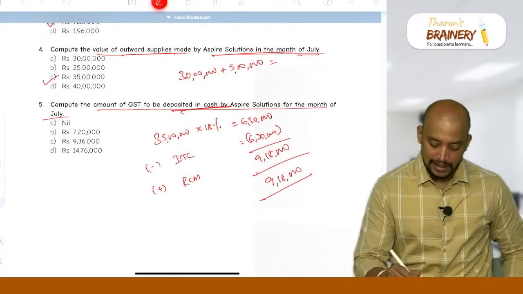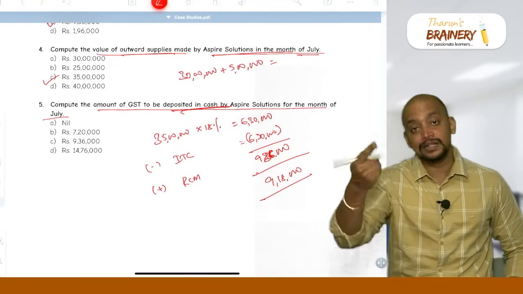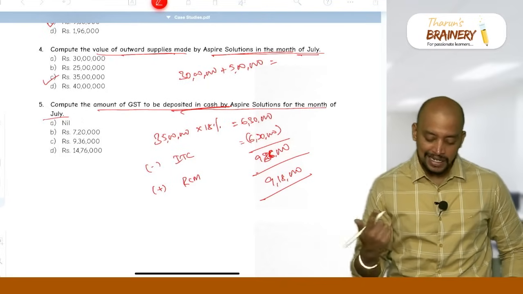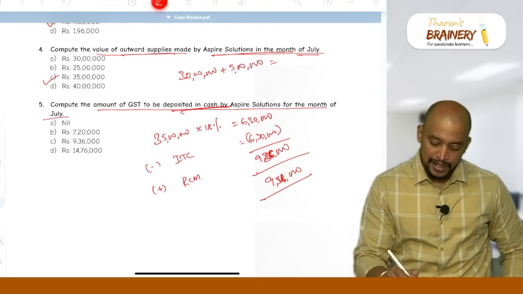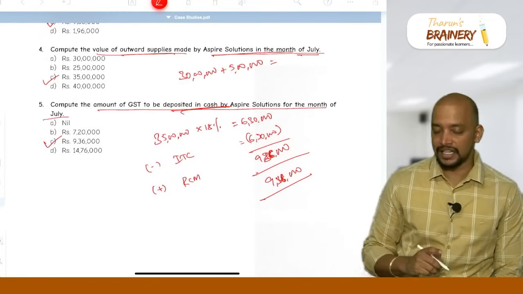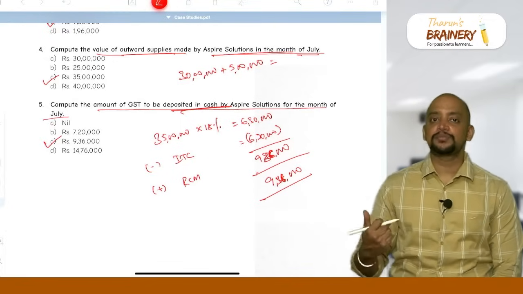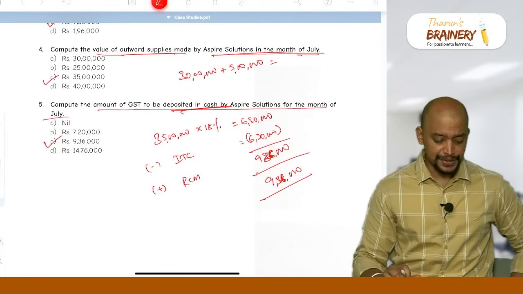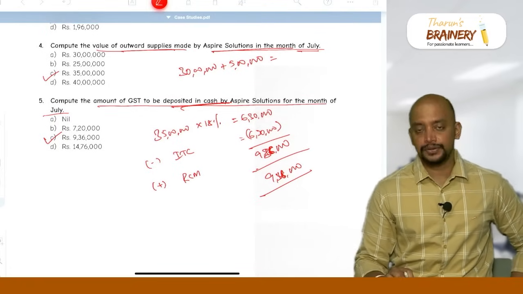How 9,18,000 plus 18,000? One more transaction is also there, the sitting fees. So 9,18,000 plus 18,000, that is 9,36,000. 9,36,000 will be taken as the answer. Actually we will think it is nil, but it is not nil, because GST payable under RCM we have to pay using our cash ledger. So that's the answer for case scenario 3.